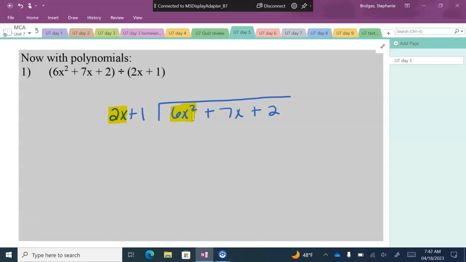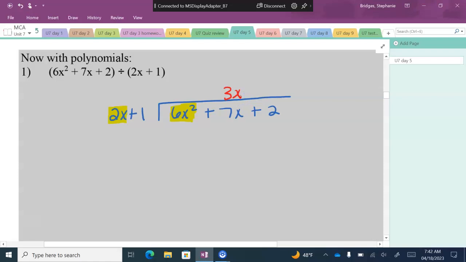How many times does 2x go into 6x squared? Or let's change that. What do I multiply 2x by to turn it into 6x squared? 3x. So when we put that 3x at the top, because there are two terms that I'm dividing by, the 2x plus 1, I'm going to put it over the second term of my division bar. So I'm going to put 3x right above that 7x.